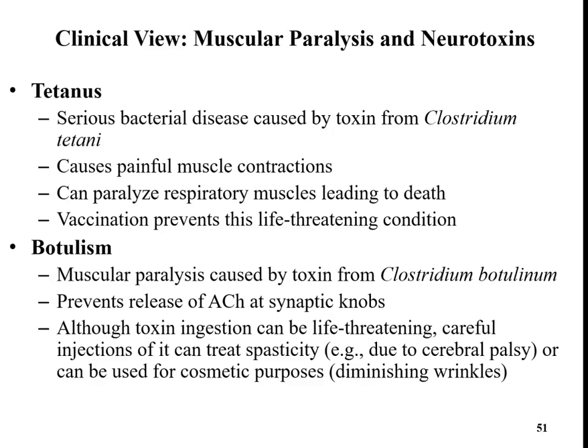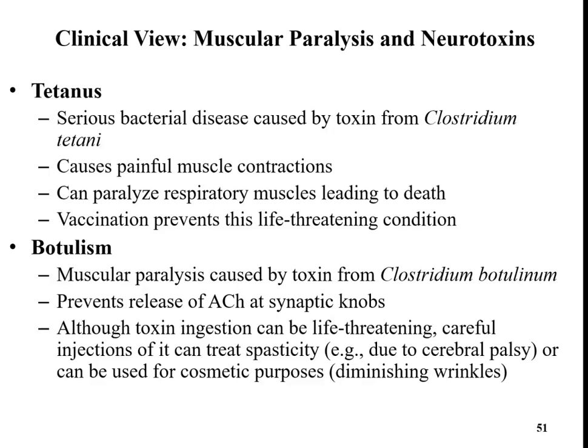Next is botulism. This is muscular paralysis caused by a toxin from the bacterium Clostridium botulinum. This, instead of preventing inhibitory signals, is going to prevent the actual release of acetylcholine at the synaptic knob. So no acetylcholine gets released. There's no signal sent to the cell to contract. Okay, so botulism causes a flaccid paralysis where there's not a contraction of the muscle.